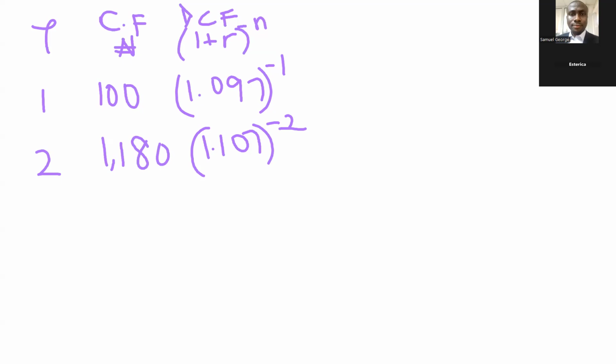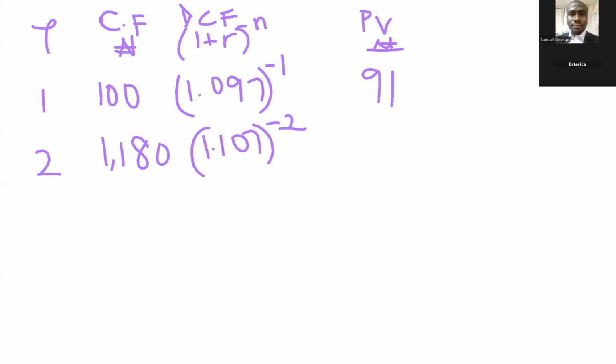So I punch my calculator to get the present value right now. I say 1.097 raised to power minus 1 equals this. I'm punching my calculator, times 100. I got 91.15, but to the nearest Naira, I will write 91. Okay, the nearest Naira.